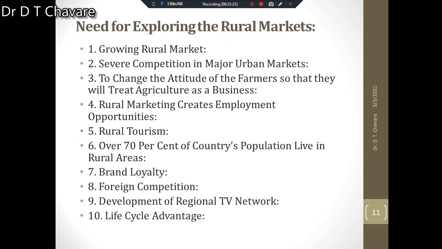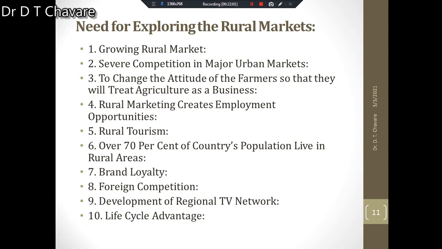Now, what is the need for exploring the rural markets? That need we also have to understand. What are the reasons for exploration of the rural market? Rural markets are explored due to the following needs. First, growing rural market. Why are rural markets going to be explored? Because rural markets are growing there. The rate of growth of the rural market is going higher and higher.